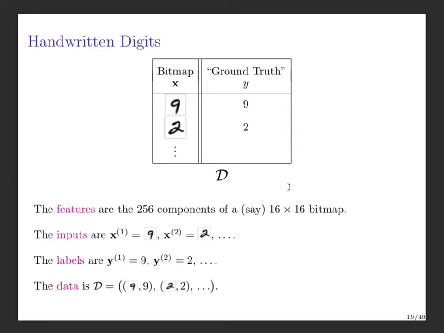It's a 16 by 16 pixel image. So 256 pixels. Do you guys know what a pixel is? Thank God. Okay. So you can just think of the number 9 as a matrix of white and black squares, right? That's what a bitmap is, right? So it's data that I can give to you as zeros and ones, right?